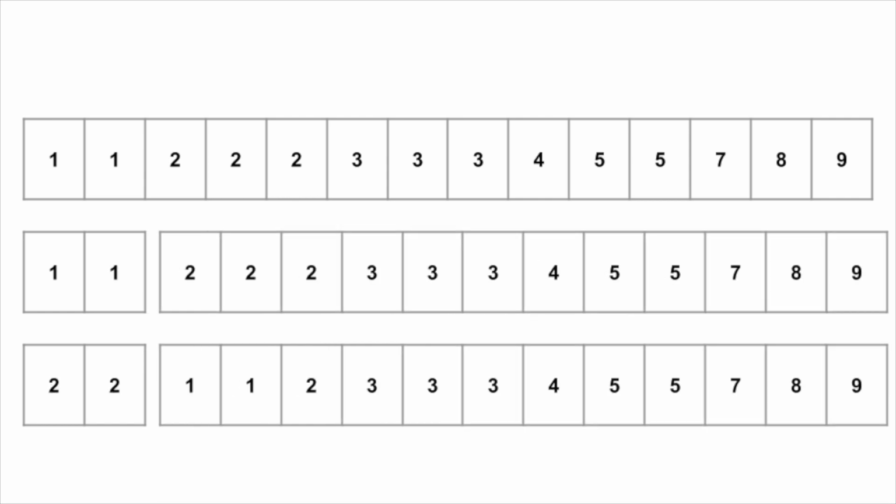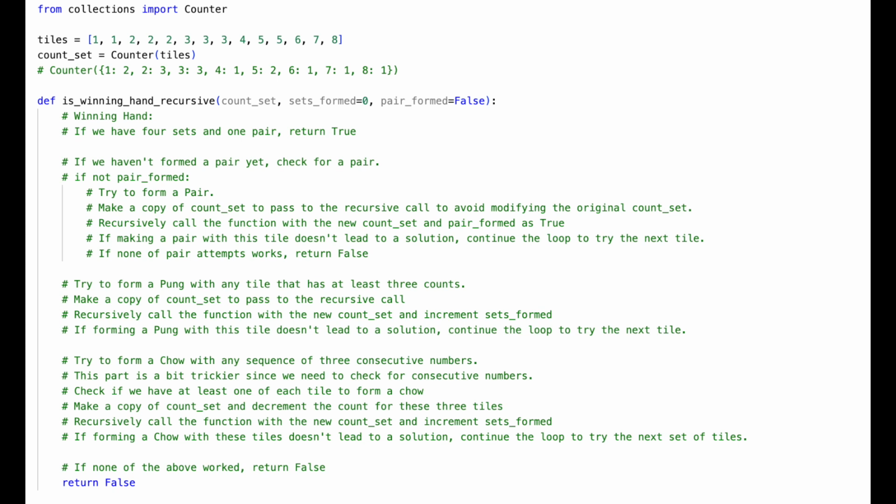To tackle a tough problem, breaking it down into smaller, manageable pieces often helps. For example, removing a pair of 1s from our hand, does this leave us with only sets? If that doesn't work out, what if we remove a pair of 2s? Then we'd reassess the remaining tiles to see if we're left with a winning hand. Let's dive right in. We start with converting the tiles to a count set.